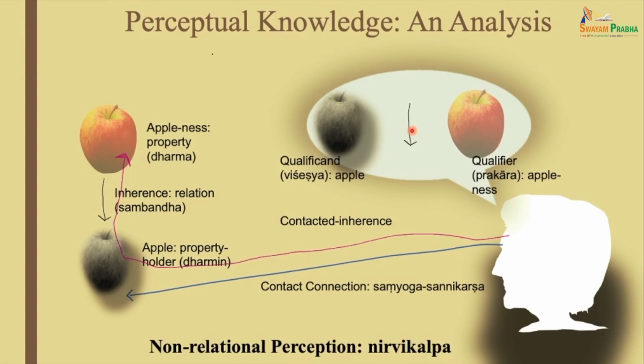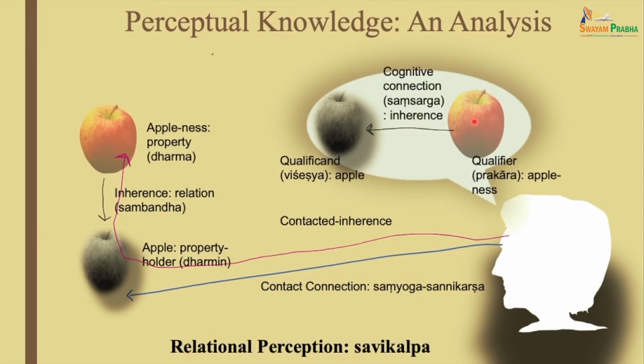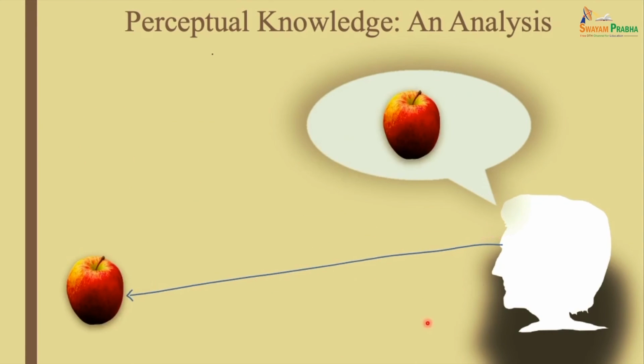So this stage is called the non-relational stage, or nirvikalpa pratyaksha, where all these three elements are separate, unrelated. The next level, now, it will not stay unrelated for too long. They will eventually be related. And then after the relation is established, you call it savikalpa pratyaksha, or relational perception. So this is the sequence of it.